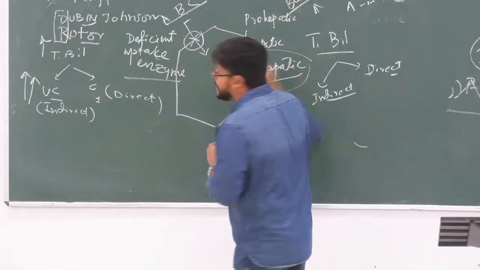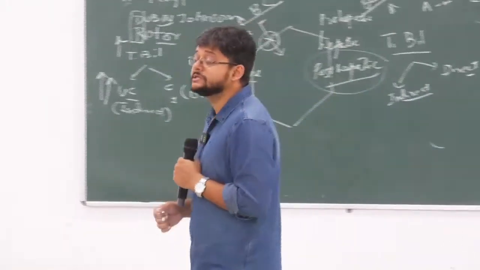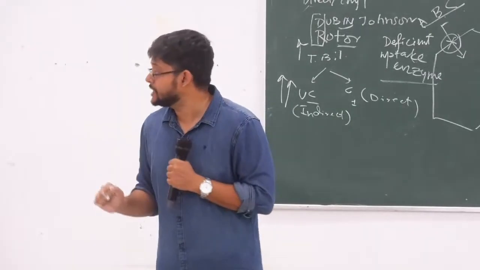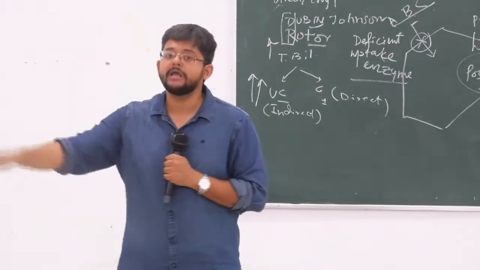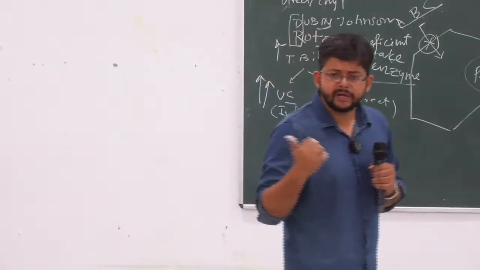And third is post-hepatic. That means what? After the hepatocyte. So that means an excretory problem, or that means there is some block, there is some obstruction. Obstructive jaundice means what? There is some obstruction in the bile flow. Clear? Then if it is post-hepatic, what will we get?